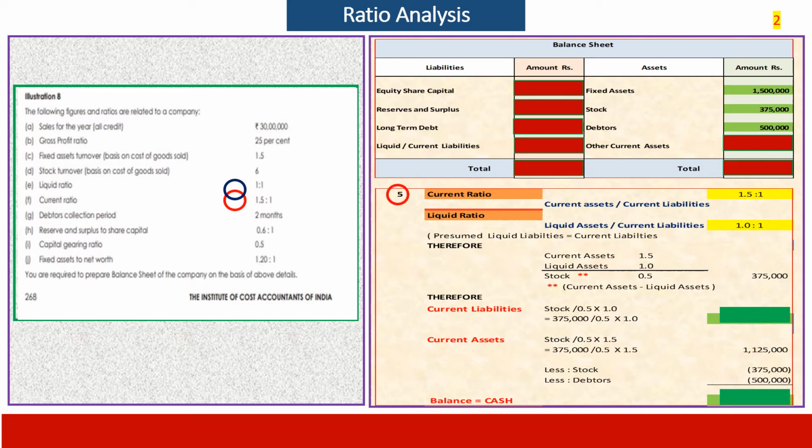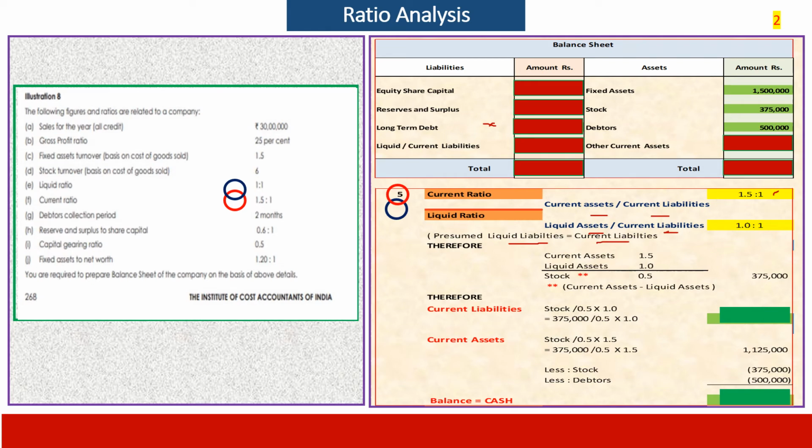Go to the next item. Current ratio is given as 1.5:1 and liquid ratio is given as 1:1. We have to understand one thing. Between current ratio and liquid ratio, there are two items which make a difference. In liquid liabilities, there will be exclusion of bank overdraft. In this problem, there is no mention of any bank overdraft or short-term loans. Therefore, what we presume is liquid liabilities is equal to current liabilities.